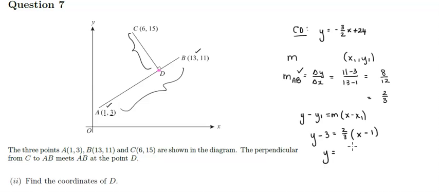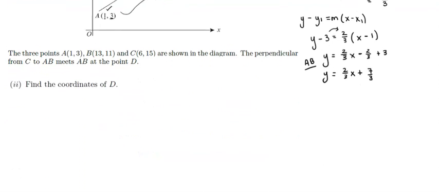And now we just get y by itself. So 2/3 times x is 2/3 x. 2/3 times minus 1 is minus 2/3. And then to remove the minus 3 from the left side, we have to add 3 on both sides. So y is equal to 2/3 x, and then minus 2/3 plus 3 is positive 7 over 3. So now we have the equation of AB, and we have the equation of CD. We just need to solve these two equations simultaneously, and we'll get the point D.